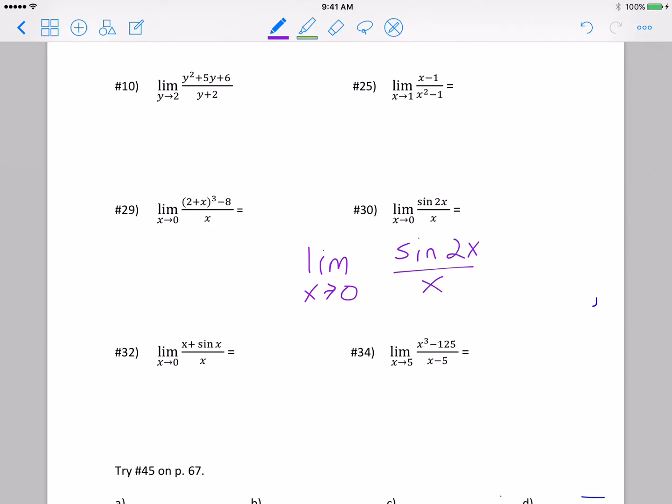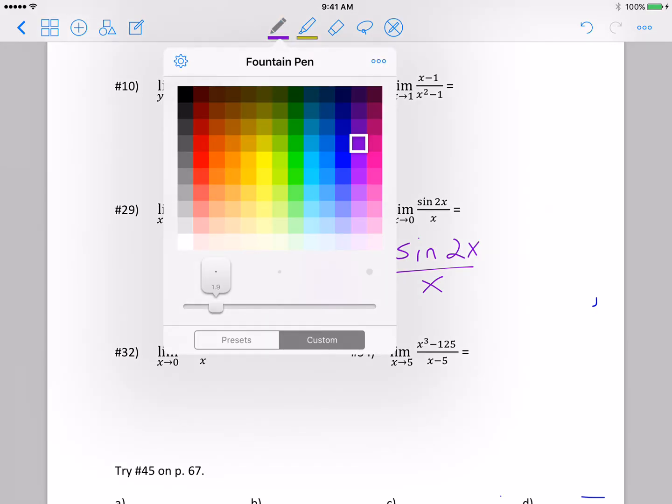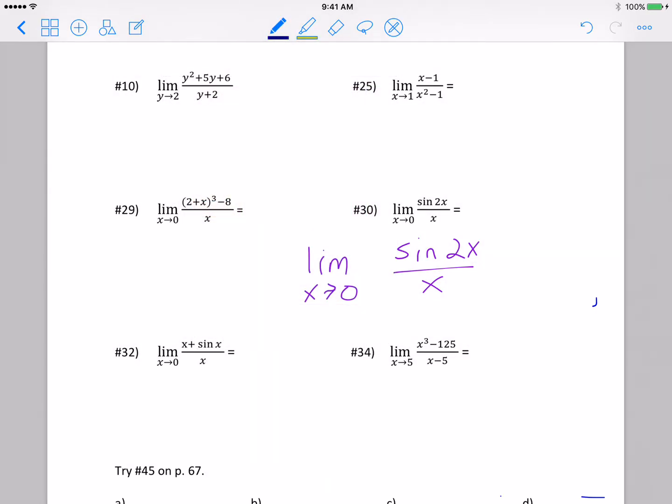As long as my angle right here, 2x, matches with my denominator, I could apply the idea that sine of x over x as x approaches 0 is equal to 1. So what I could do is use this little trick. Why don't I multiply by 2 on the bottom so that I'm dealing with 2x on top and bottom. But if I do that on the bottom of the fraction, I have to do the same thing on the top. So you have 2 times sine of 2x over 2x.